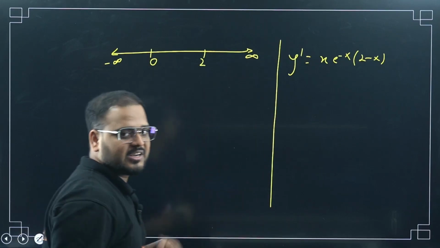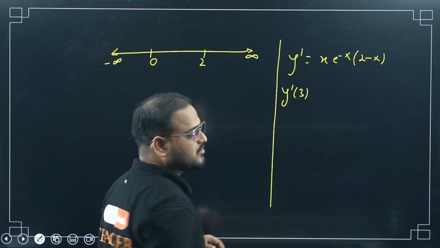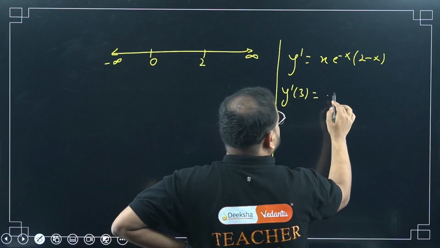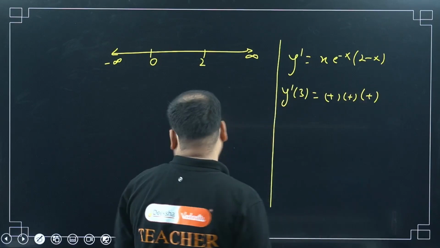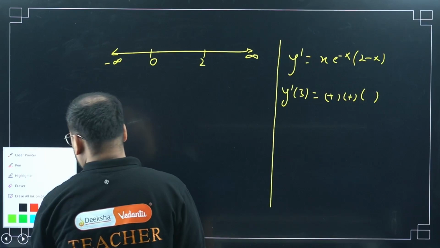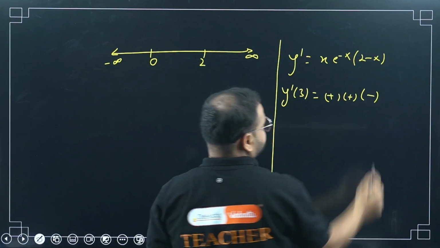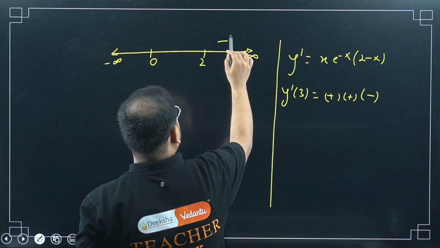First, after 2, let's take a number 3. So I'm taking the derivative. I'm checking the derivative sign at 3. It will be what? Positive, positive. And what will this be? Again positive. Okay, negative. 2 minus x, right? So negative. Please see here. 2 minus 3 will be what? Negative. So this is negative.